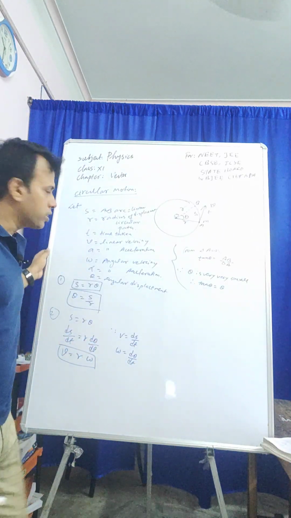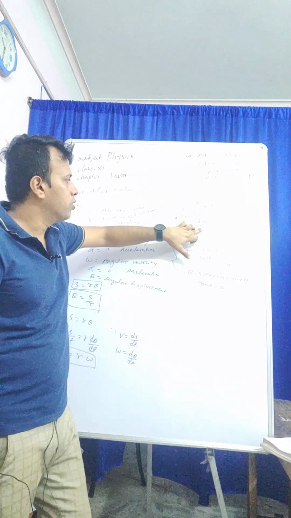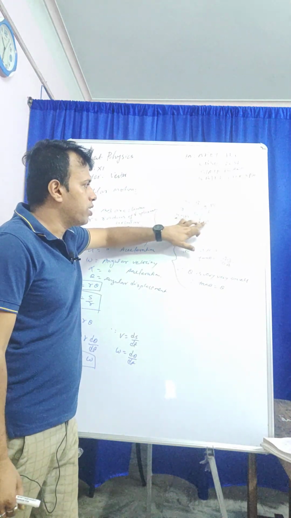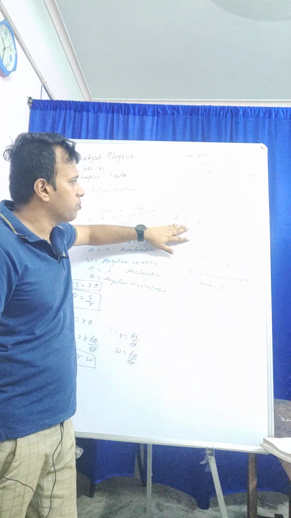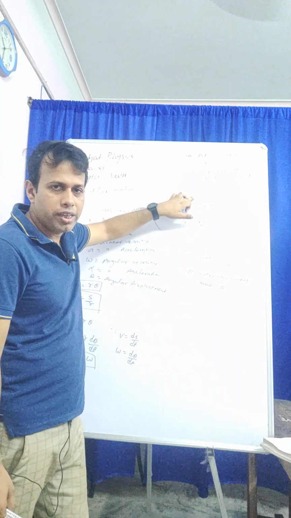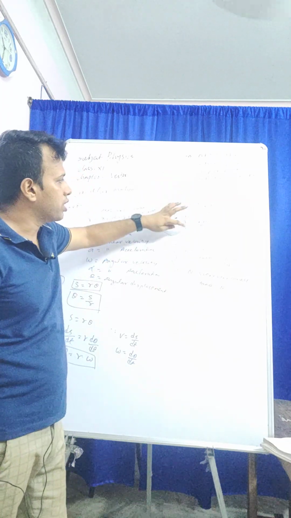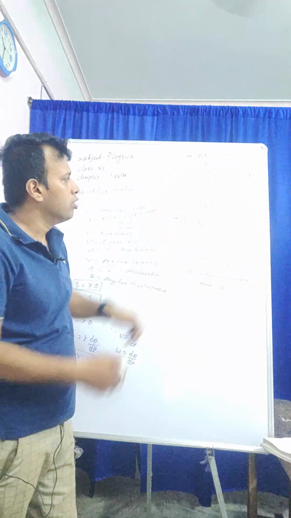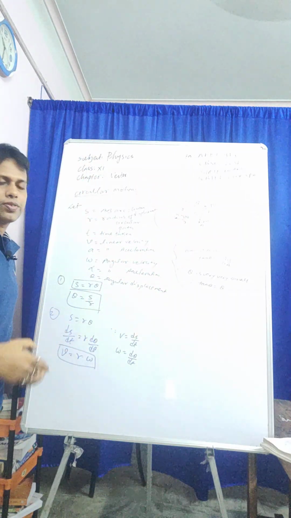Today our topic is circular motion. Suppose one particle A, of mass m, is moving in a circular path with radius r, and at a time t it moves from point A to point B, and the linear displacement or arc is s, and the particle makes the angle theta within time t.